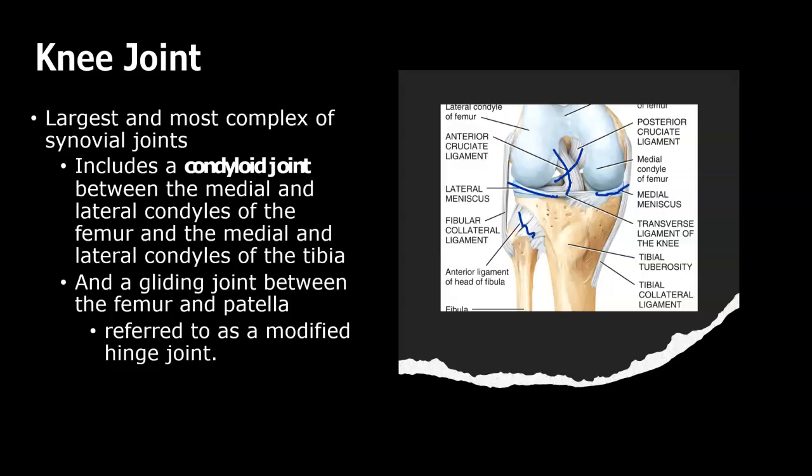Also, you have the fibular collateral ligament, which is going to connect in here from the femur coming down to the fibula. And you'll have one on the opposite side called the tibial collateral ligament, which is coming from the other condyle of the femur, and it's coming down to the tibia here. All of those work together to help hold the knee structure stable and to help allow movement.